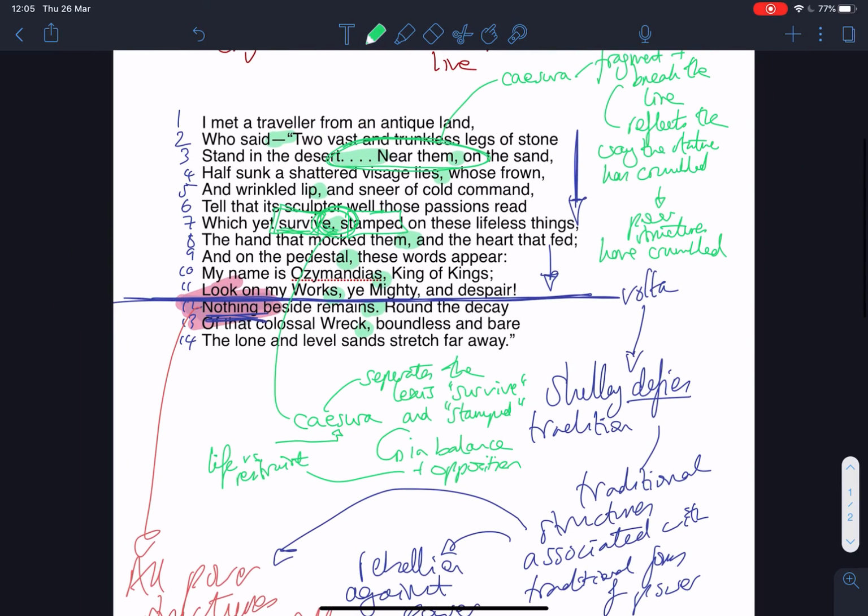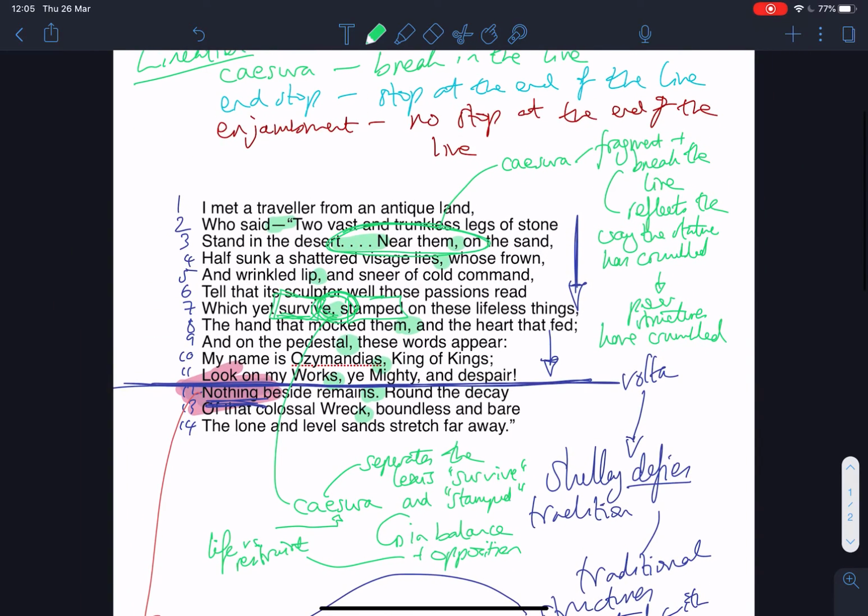So that gives us a starting point. Now, the next thing to look at is the end stop. I'll just change the colour, and we're going to focus on one in particular. Here we have an end stop really clearly, just at the end of the line. That's a period, a full stop, and we halt the line. Now, it shouldn't escape your notice that this works with the volta as well. So we have this absolute stop at this moment of the poem.